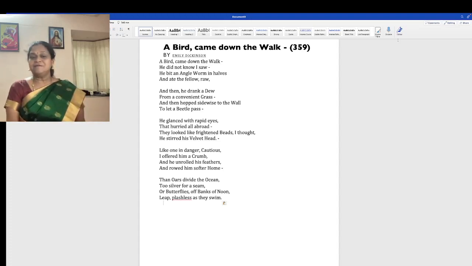So now there are 5 stanzas with 4 lines in each of these. That's to say it's a quatrain. When you have a stanza with 4 lines, it's a quatrain. So there are 5 quatrains in this particular poem. And what is this poem about? It's not about something very, very philosophical. It's just about what the poet notices in front of her house along the pathway. She sees a bird come down along the pathway. The whole poem is about that.